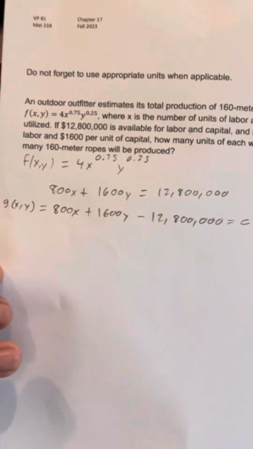Now I've got to write it down as a g of x, y. G of x, y will be 800x plus 1600y minus 12,800,000 equals 0. That would be that right there.